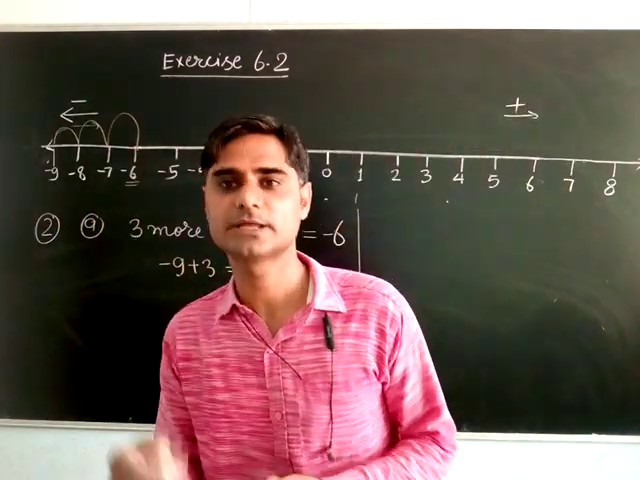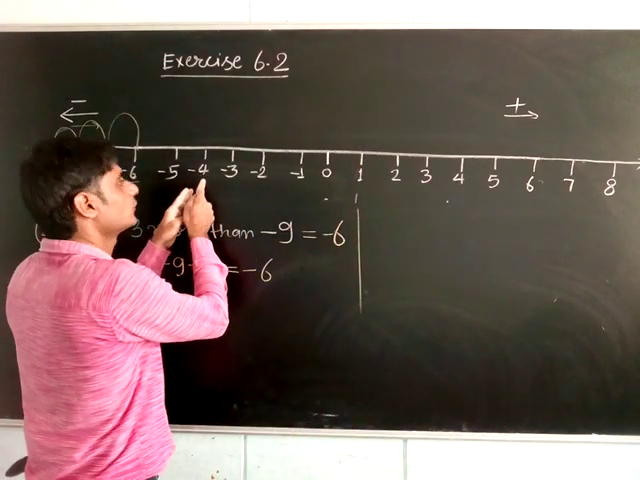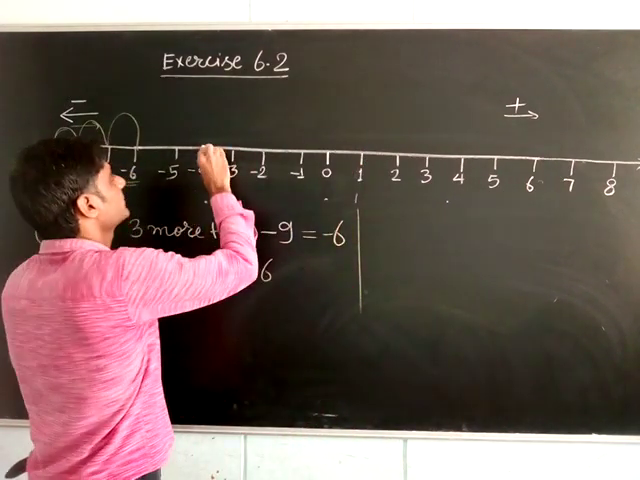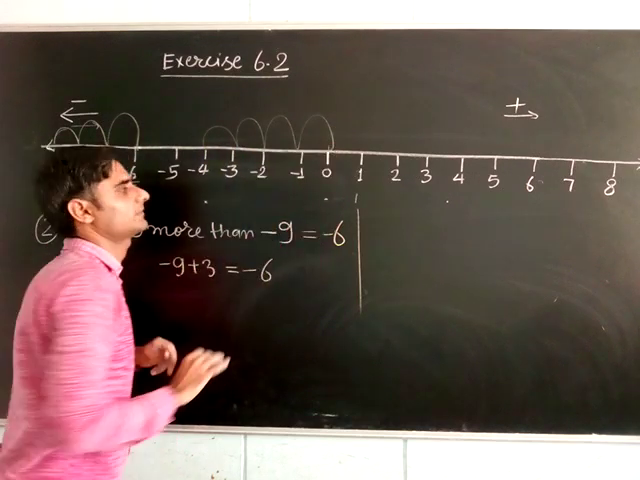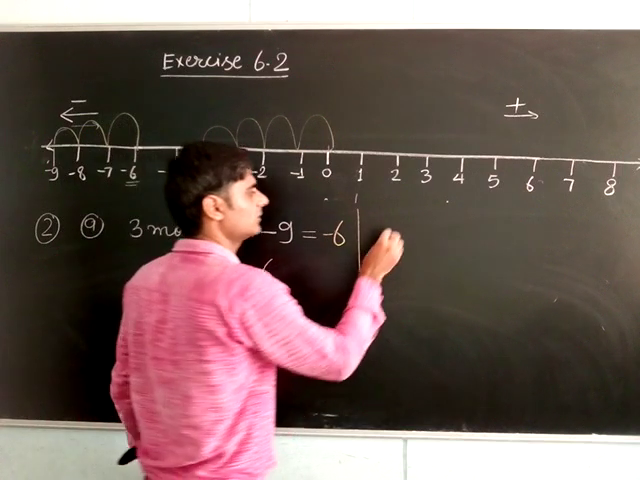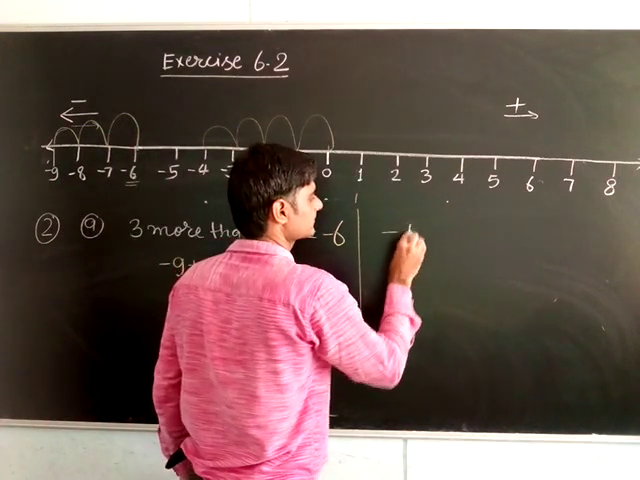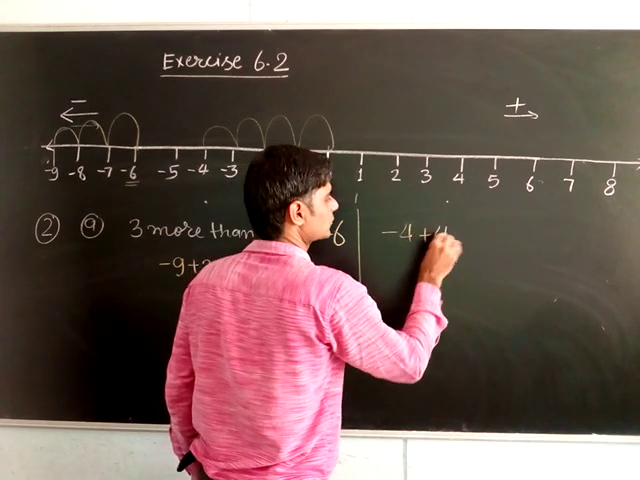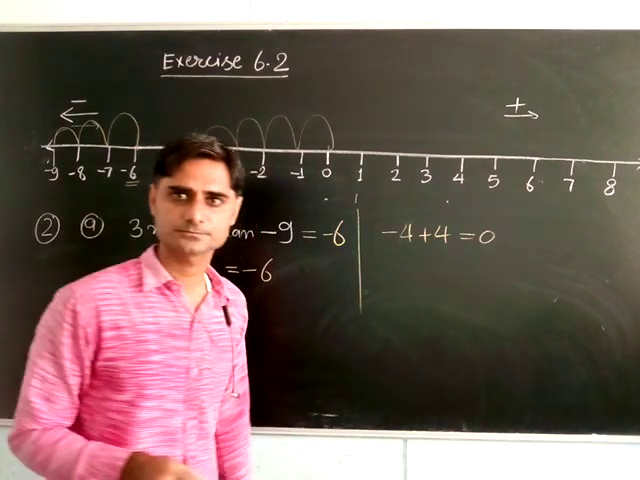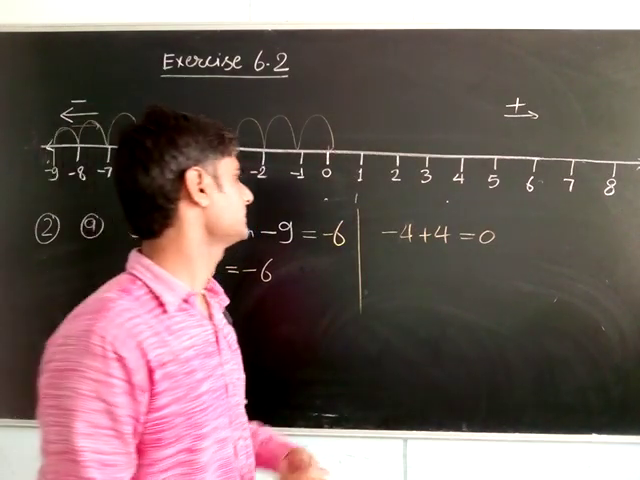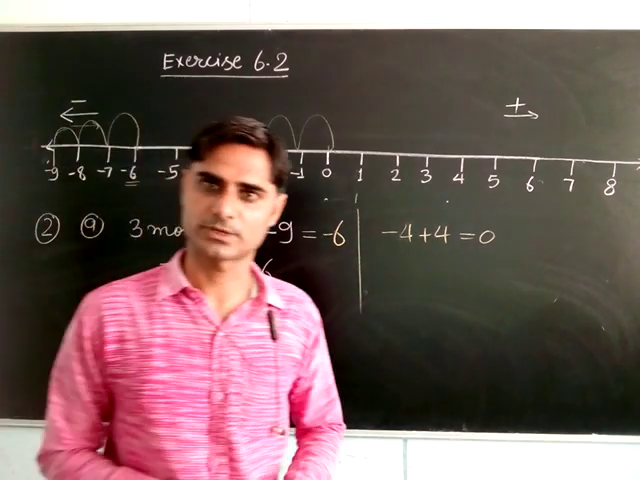That is 4 more than minus 4. देखो minus 4 कहाँ है? ये 4 more. 4 more means 1, 2, 3, 4. 4 more than minus 4 is 0. How? 4 more than minus 4, that is minus 4 plus 4 equals 0. Yes, this will be 0. So on the number line we can do like this, and directly we can do it this way.